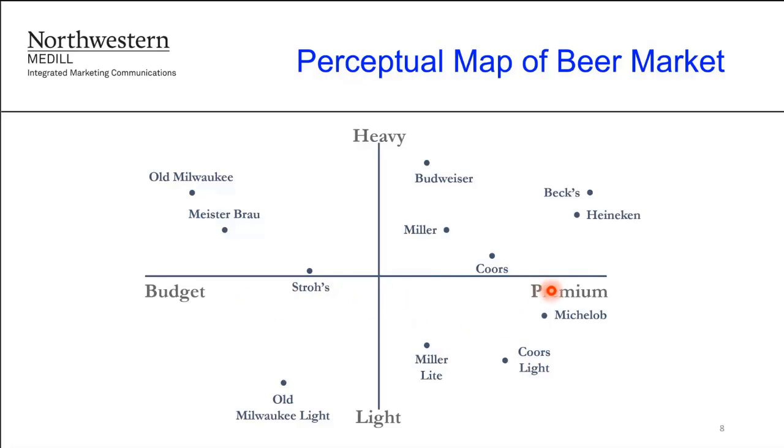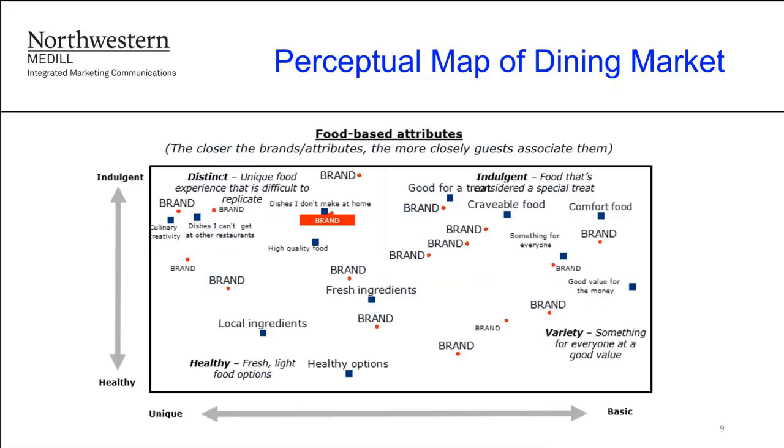And the x-axis represents the budget, so this is budget and this is premium. Michelob, Heineken, and Beck's are more premium brands, and Old Milwaukee and Meister Brau are more budget brands.